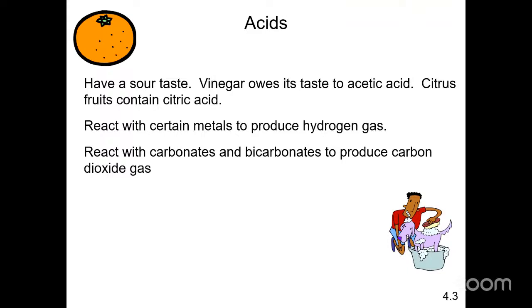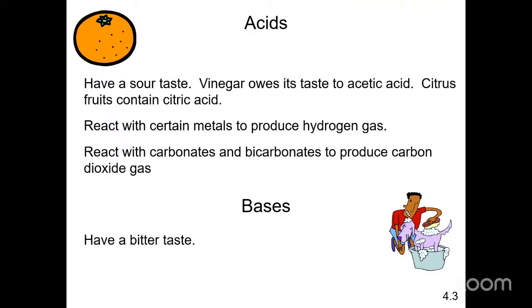This is something you can actually do at home. If you have baking soda and you add vinegar to it, or alternatively lemon juice or orange juice, you'll see bubbles being formed. The bubbles are due to carbon dioxide being produced as a result of the reaction between the carbonate ion, or I should say the bicarbonate ion in the case of baking soda, and the acids in the vinegar or citrus juices. Bases are considered to be chemical opposites of acids, all right?